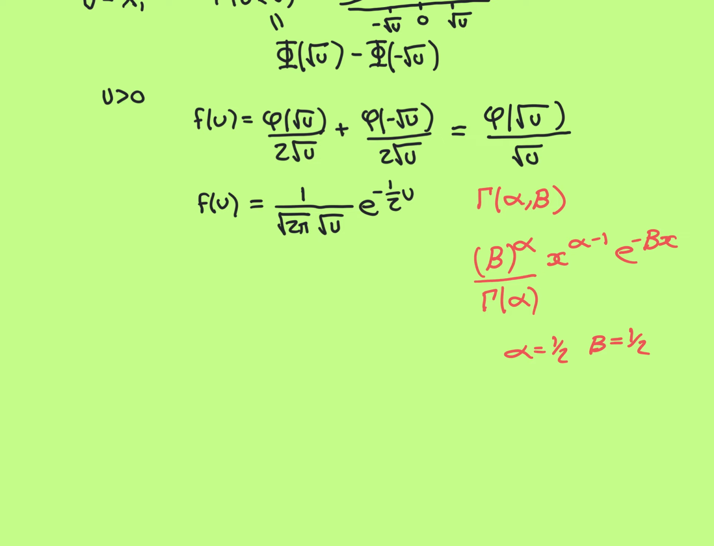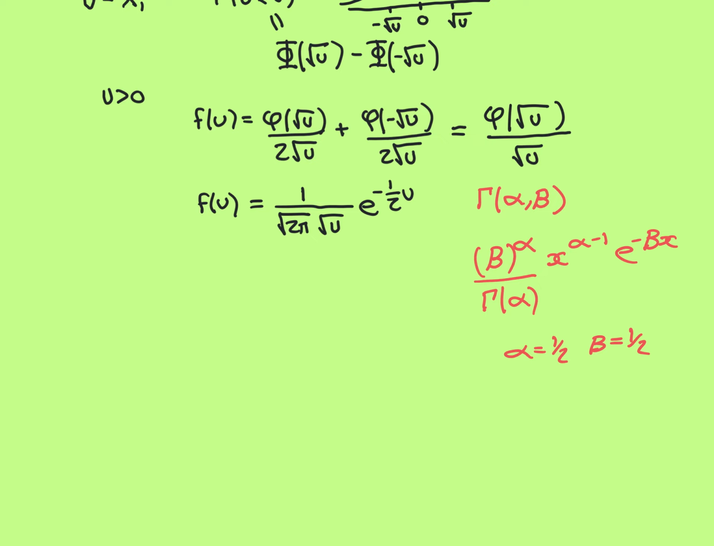Now, I claim that if I put alpha equal to a half and beta equal to a half, it gives me this thing. So let's have a look at this. Let's start with beta. If we put in beta here, we'll get e to the negative a half x. Yes, we're using u here rather than x, but that's matching up. Then here, if I put in alpha equal to a half, we get x to the half minus 1, which is minus a half, so x to the power of minus a half, which is 1 over the square root of x. So we've got 1 over the square root of u here, so that's matching up as well.